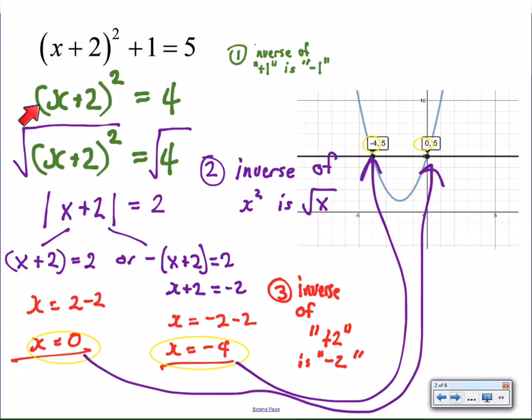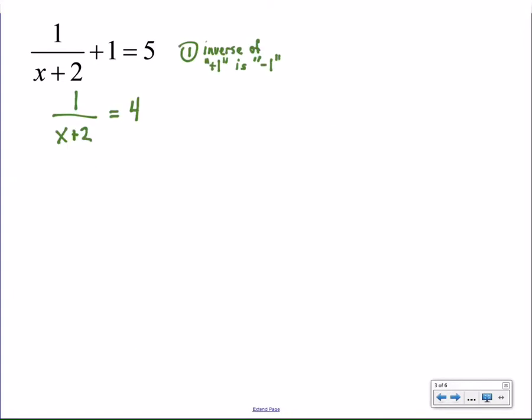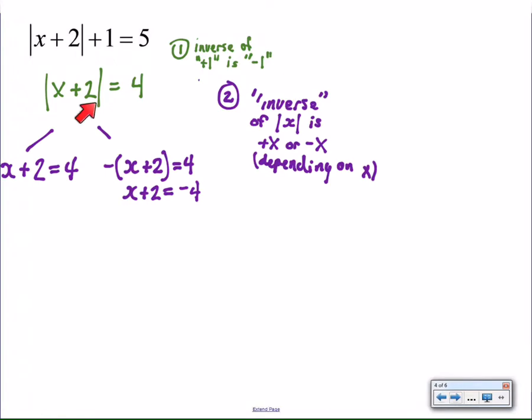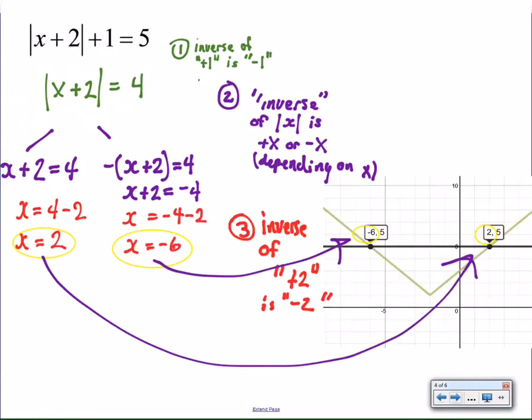Basically, we just keep undoing things one step at a time until we get back to the x where we started. This is no different than if we have an absolute value equation. We're going to invert the 1, so we have now absolute value of x plus 2 equals 4, because we subtract 1 from both sides. And then we're going to invert absolute value, which is a plus or minus situation, just like I did in the previous example. And then we inverse the add 2 in both situations to get the two solutions.